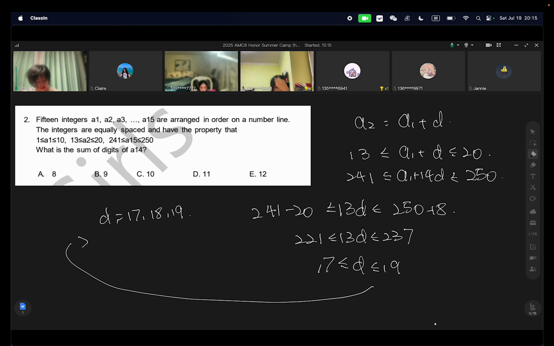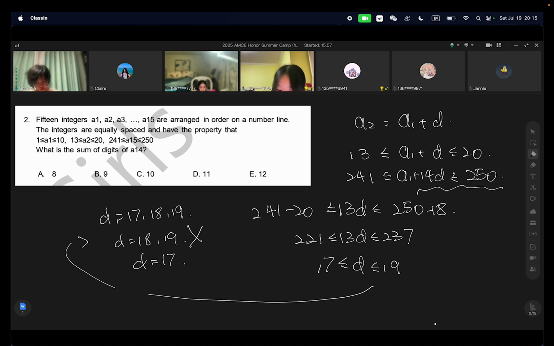However, we also have 14D is larger than 240, as we showed before. So 14D is larger than 240, and no more than 250. Therefore, the difference can only be 17. Because if D is equal to 18 or 19, then it is larger than 250. Because in here it says that 14D has to be less than or equal to 250, so that means that this cannot be true. Therefore, D can only be 17.